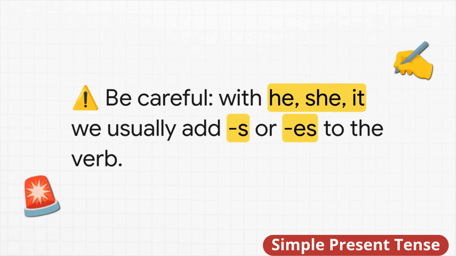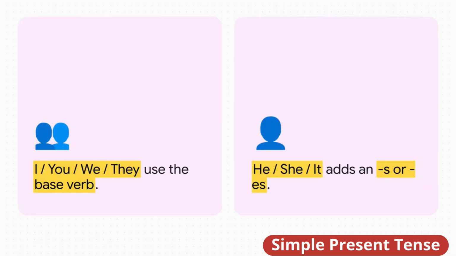Okay, listen up, because this is a big one. Everything we've said so far is true, but there's this one crucial exception that you have got to know. This is where most people trip up, but we're going to nail it down so you never have to guess again. And this slide lays it out perfectly. For I, you, we, and they, we just use the simple base verb. But for the third person singular, that's he, she, or it, we add an S.